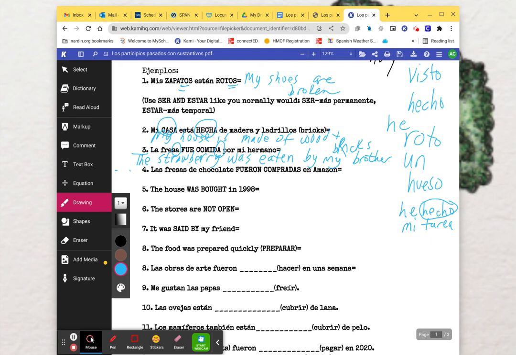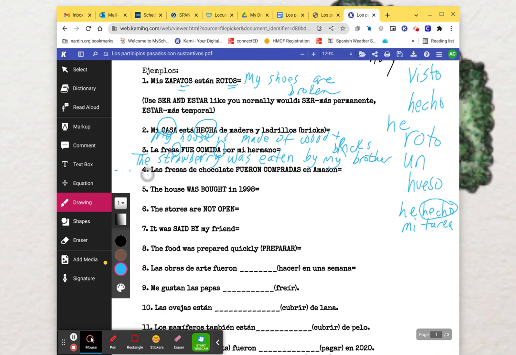Las fresas de chocolate fueron compradas en Amazon. So try to think about, actually, I don't know if you know this, but you can buy chocolate-covered strawberries on Amazon. I found out recently. I didn't buy them, and a lot of students said, "Qué asco," when they heard that. But yeah, apparently you can. You can buy anything. You can buy a cake on Amazon too. So try to think about the translation for that.